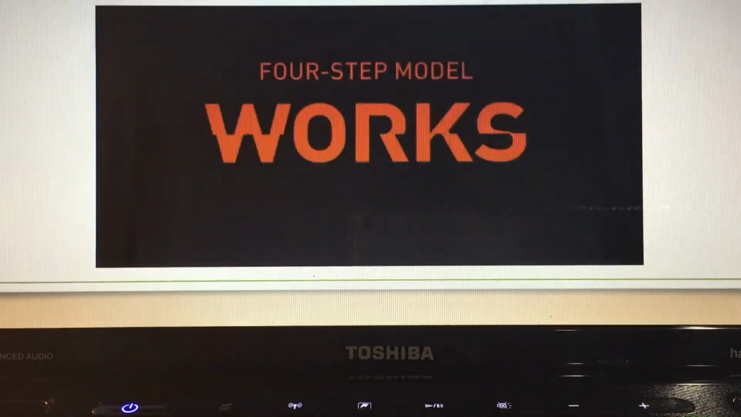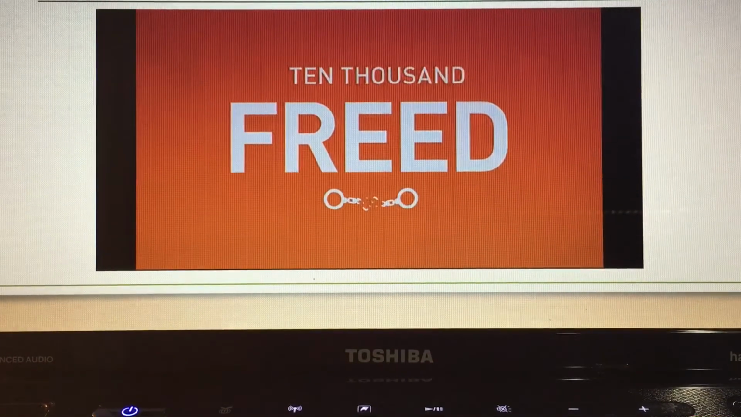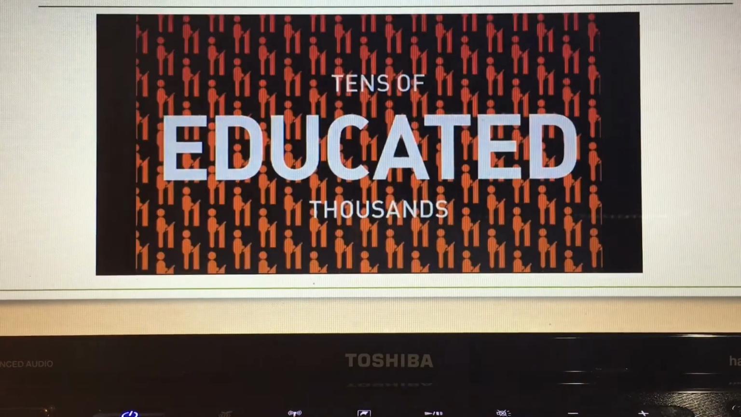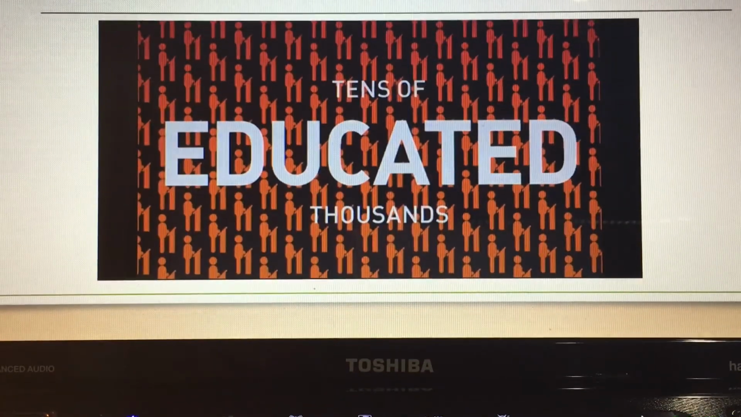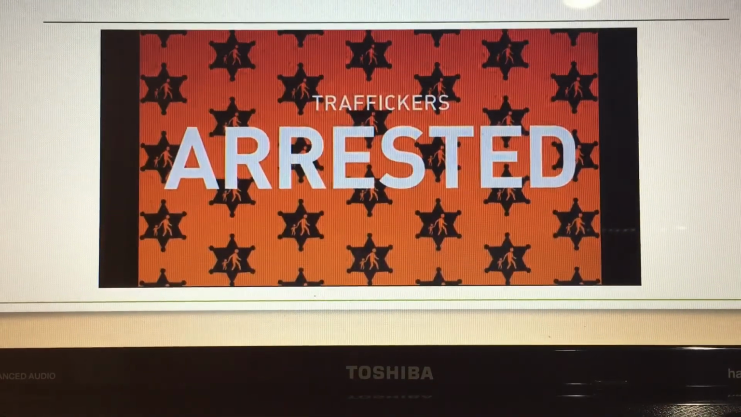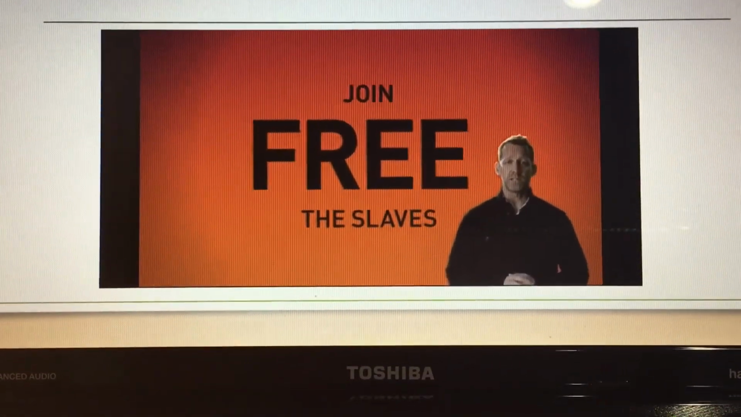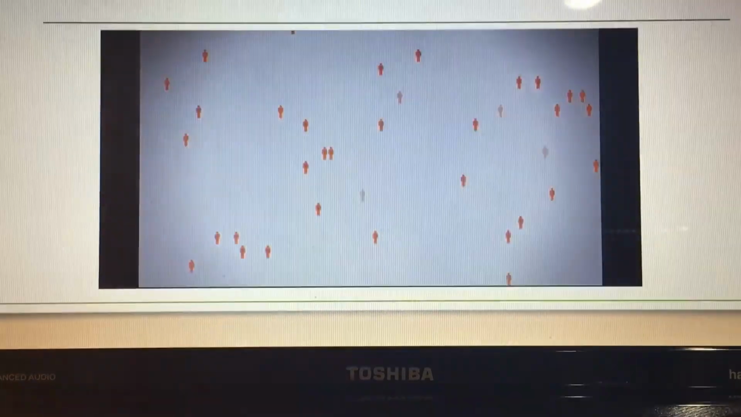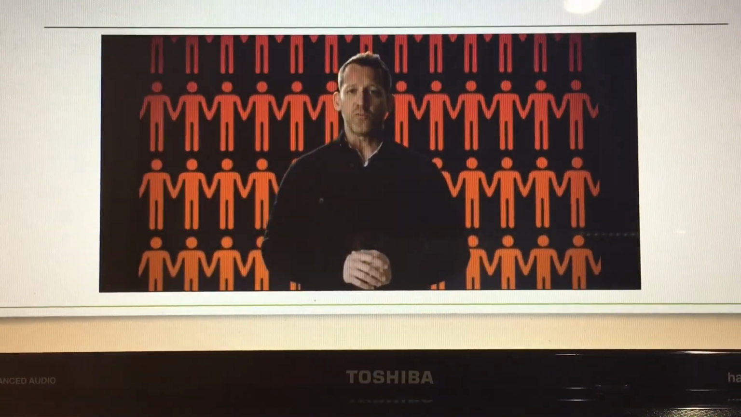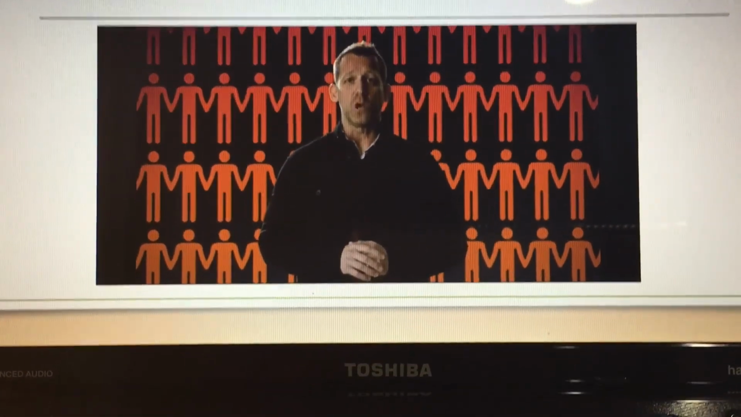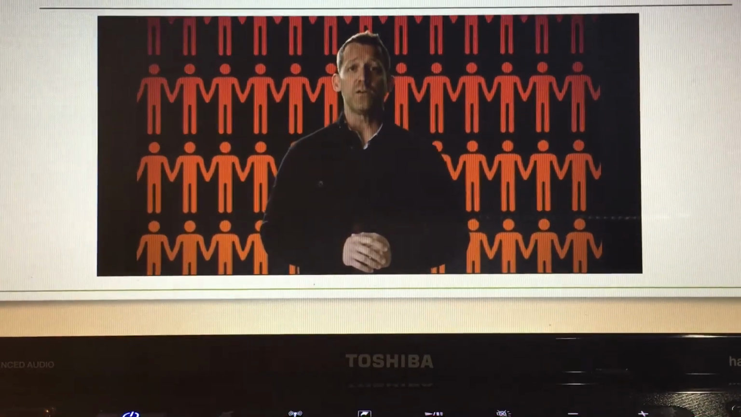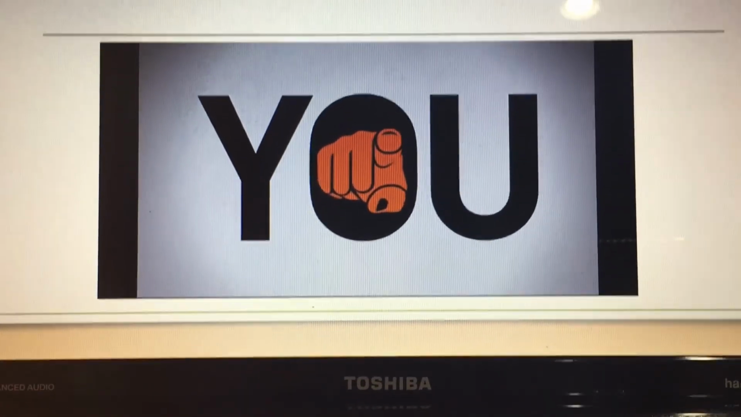This four-step model works. We've already freed more than 10,000 people worldwide. We've educated tens of thousands more to prevent them from becoming slaves. Hundreds of traffickers have been arrested. It all begins with you. When you join Free the Slaves, you make freedom possible for everyone, everywhere. Get your friends, family, neighbors, and coworkers to join you too. Together, you can safeguard the vulnerable from those who would enslave them.